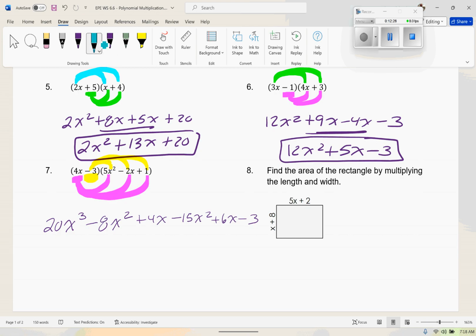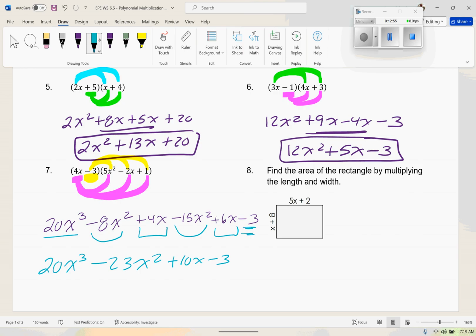Now we've got to start combining like terms. So I don't have any other x to the third, so 20x to the third. I have -8x squared and -15x squared. So if I combine those, I'm going to get -23x squared. Then 4x and 6x is 10x. And then I just have this -3 by itself. There's our answer. So that's a big distributing.